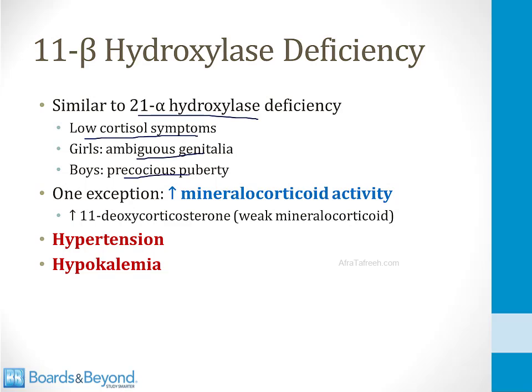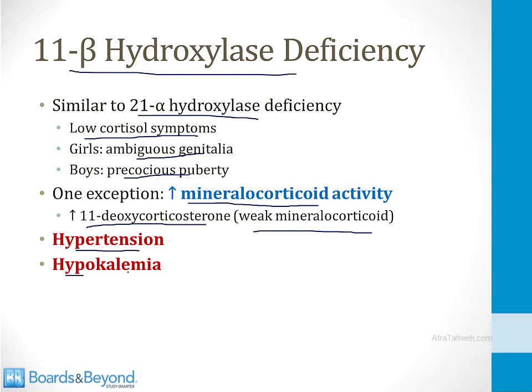The main distinction between this disorder and the classic form of congenital adrenal hyperplasia from 21-hydroxylase deficiency is that there is increased mineralocorticoid activity in 11-beta hydroxylase deficiency, and that's what they want you to know for your boards. They are testing your understanding of the underlying physiology. So there are high levels of 11-deoxycorticosterone, which is a weak mineralocorticoid. This will lead to hypertension and hypokalemia, which is not usually seen in 21-alpha hydroxylase deficiency.